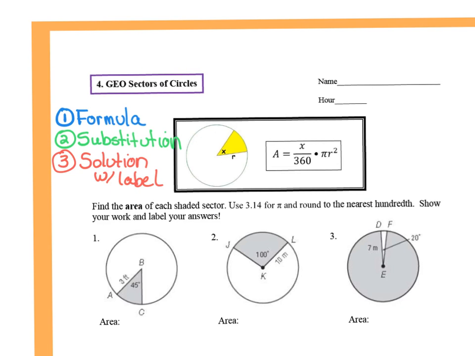All right, so you can get started on your homework. Remember, today round to the nearest hundredth. And as always with geometry, easy as 1, 2, 3. Formula, substitute, and solve with a label. All right, go to it.